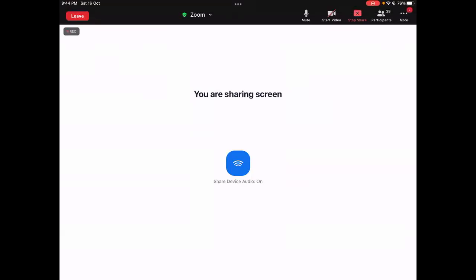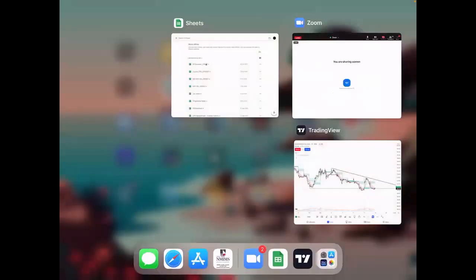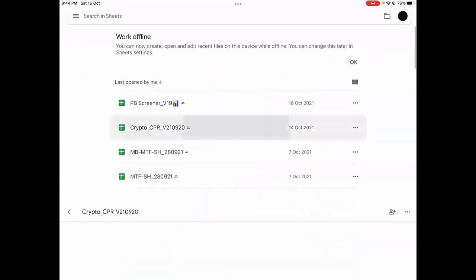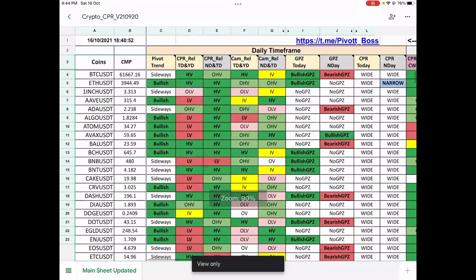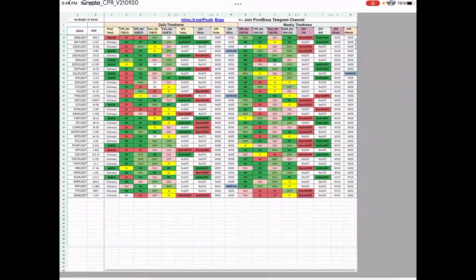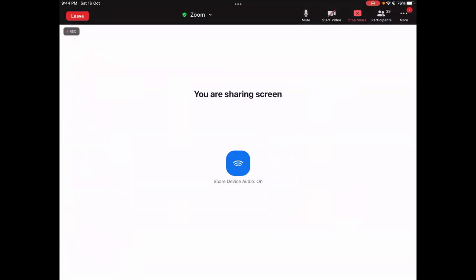Yeah, bro. For crypto also, we have something coming up, right? Mostly next weekend. For crypto also, we will give you something. If you want to see a demo, I can show you a demo here. This is our crypto sheet, which is in backtesting, right? This is a crypto sheet. So wait for it. Everything will come up.